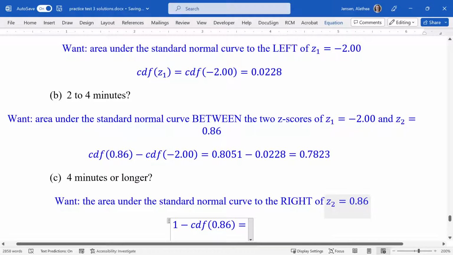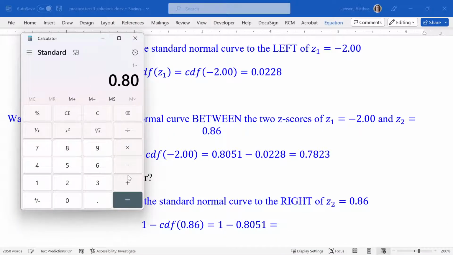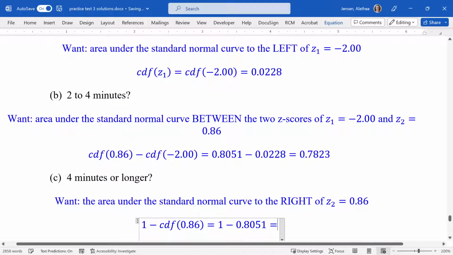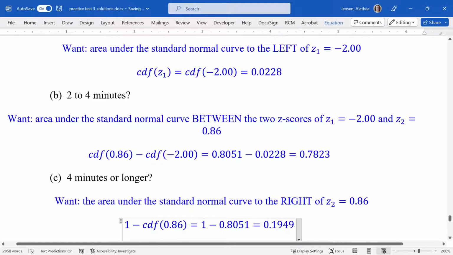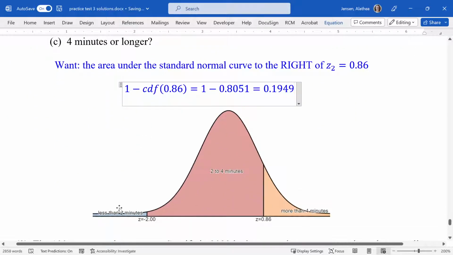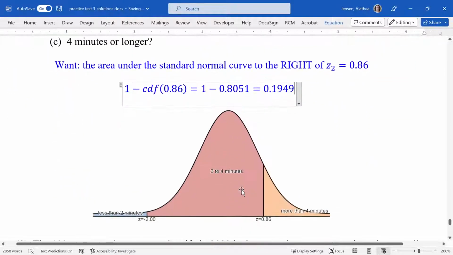And the last problem here, I'm doing 1 minus the CDF that I just looked up on the last problem, so it's this one. That is going to give us 1 minus 0.8051, so 0.1949. So the probability of a song being less than 2 minutes was about 2%, a song being 2 to 4 minutes, about 78%, and a song being more than 4 minutes was about 20%. And those areas all look roughly like they do in the picture, so cool.